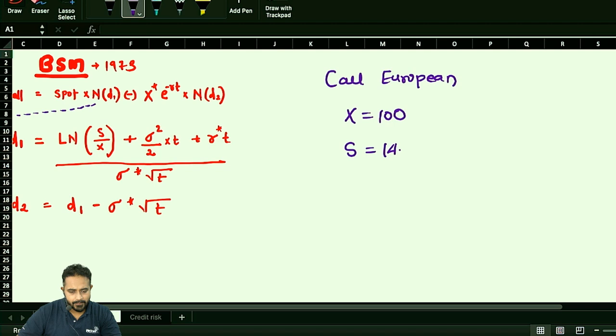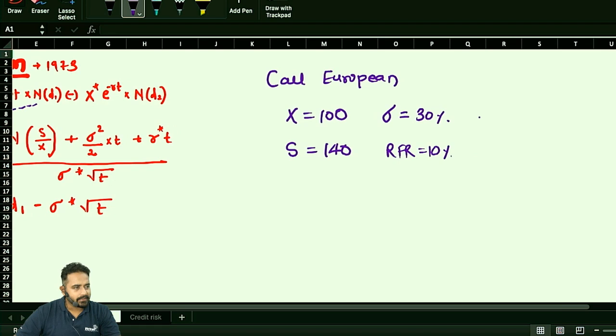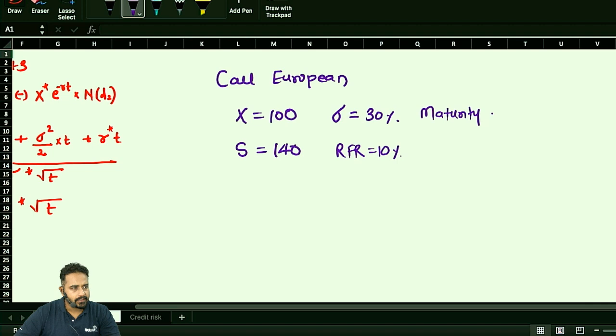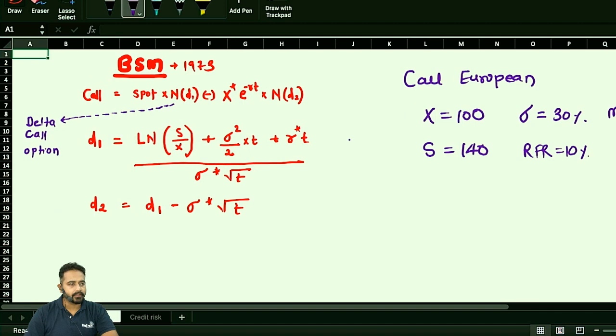Let's keep sigma as 30%. Risk-free rate of return as 10%. And let's keep maturity, expiry, of let us say half a year, okay, 0.5 years or 6 months. So this is the data, and if I have this much information, I can use the formula that we've just built here, and I can try and value the call option.